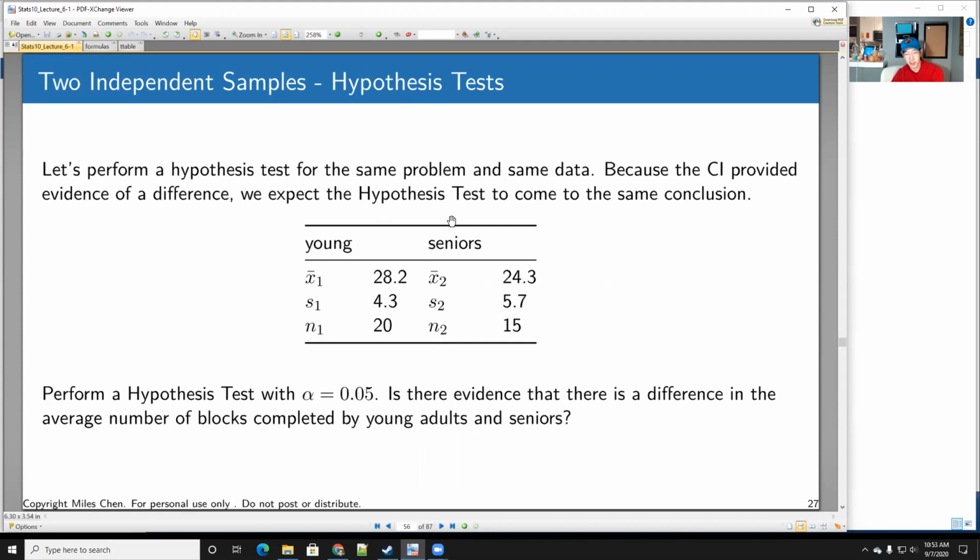All right, so the next part is we're going to do a hypothesis test. I'm going to go ahead and use the exact same data to make a hypothesis test. So here's the data. I've got all the values labeled. And we want to know, is there evidence that there's a difference in the average number of blocks completed by young adults and seniors? All right, so we already know that the conclusion is going to be yes, right?